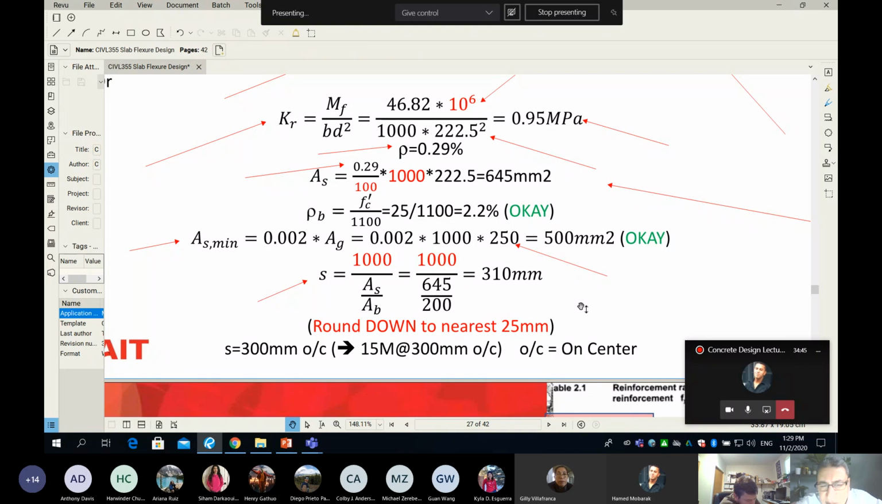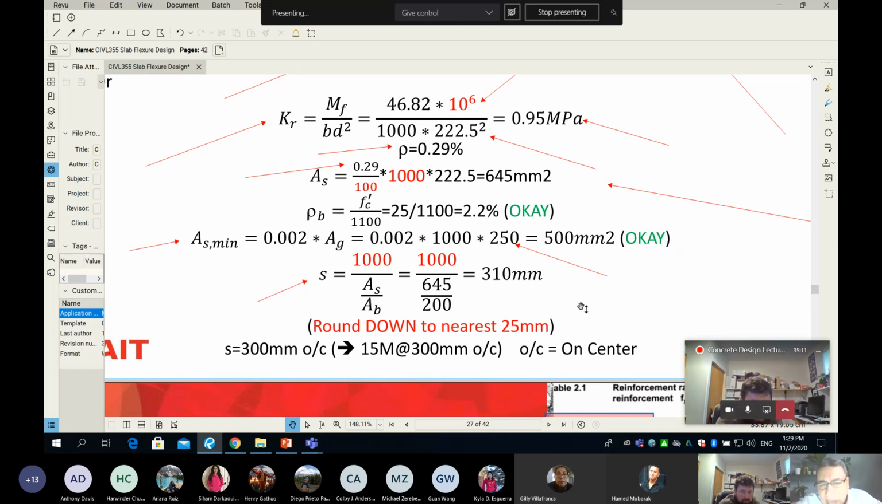So how do we find the spacing? You can see the number 1,000 in red. What is this 1,000 in red? Can anybody tell me? That's the width of our design strip. Exactly, that's the width that you are going to spread your rebar within. So that's 1,000. So on the denominator side, do you see AS over AB? And by numbers, it's 645 over 200.